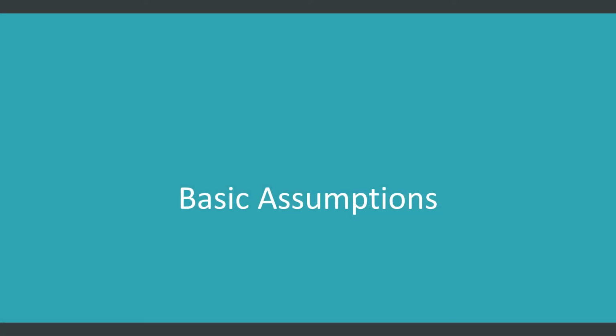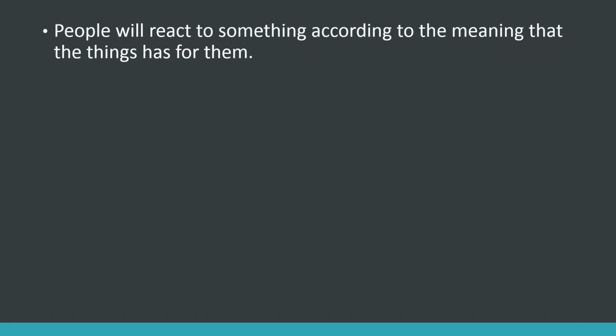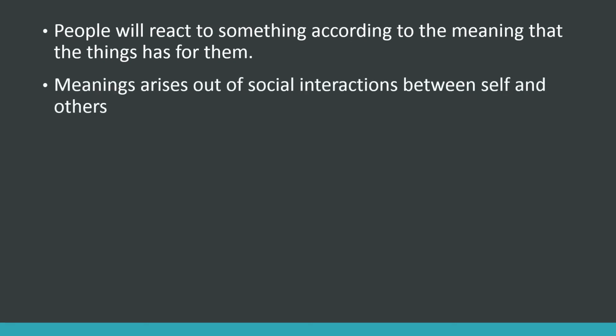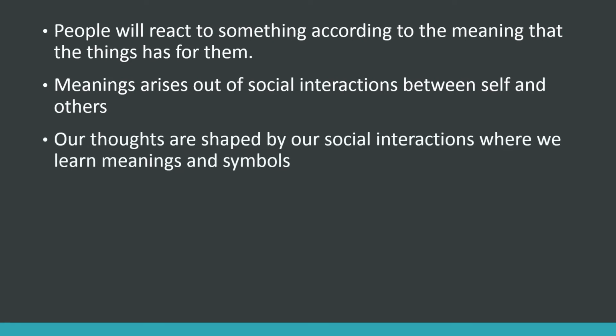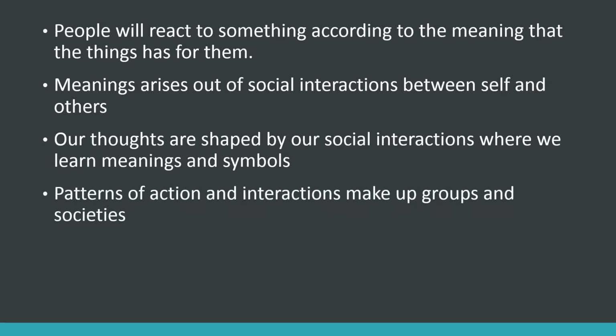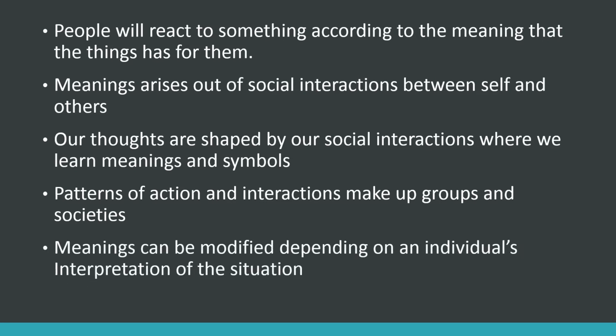Some basic assumptions of the symbolic interactionism theory are that people will react to something according to the meaning that it has for them, and meanings arise out of social interactions between self and others. Our thoughts are shaped by our social interactions where we learn meanings and symbols. Patterns of action and interactions make up groups and societies. And lastly, meanings can be modified depending on an individual's interpretation of the situation.